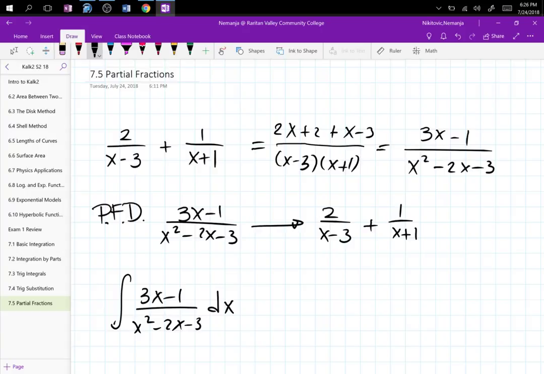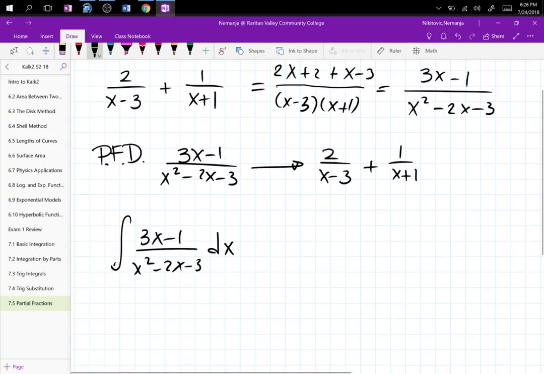U substitution doesn't work. Trig substitution, it's not going to work most likely. Or actually, maybe it would if you complete the square and you hope, you know. Maybe completing the square over here would work, but as soon as I had x cubed in the bottom, it's just shot, right? So none of the techniques that we learned so far would work.